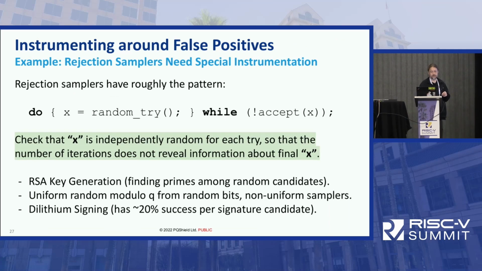Then some technical matters, because there are secret-based branches that are legal in rejection samplers. This is something that happens in all kinds of crypto. It's fine as long as you restart the rejection sampling process completely from the start and discard everything, those secrets, when you restart. Rejection samplers are fine, but they would create false positives, and hence you need to instrument around those. But that seems pretty simple.